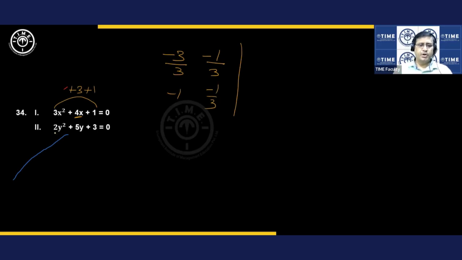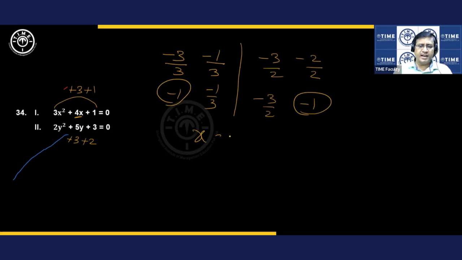Now look at this one. 2 into 3 is equal to 6. Here what are the factors? Plus 3 and plus 2. So what about the roots? Minus 3, minus 2 by the coefficient of y square. Just observe this. Minus 1 means both are equal. X and y are equal.